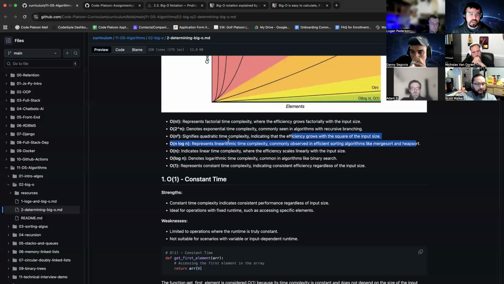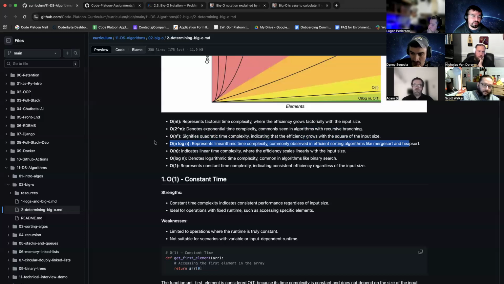Right, a slightly more optimal algorithm is O of n log n. It represents linearithmic time complexity, commonly observed in efficient sorting algorithms like merge sort or heap sort. If you're not familiar with those sorts, don't worry about it. The only thing that I want you to remember about this type of algorithm is a lot of the built-in methods in Python and JavaScript are this time complexity. A lot of them are. Why? I'm not quite sure. But that's the one thing to remember about this.